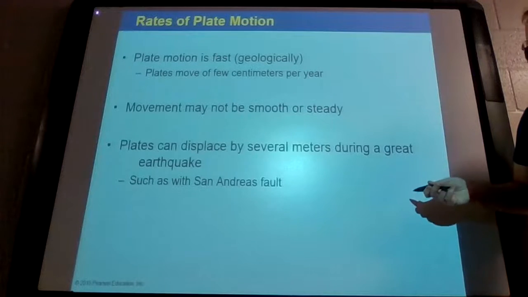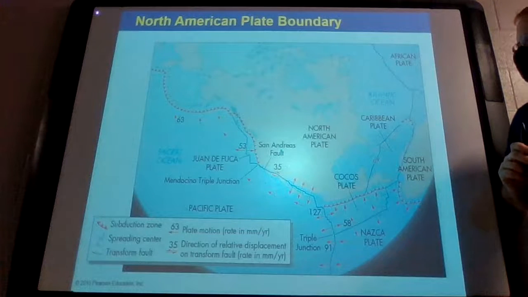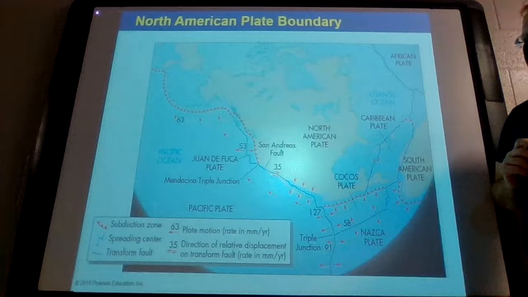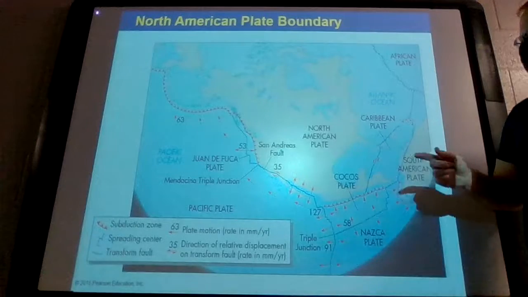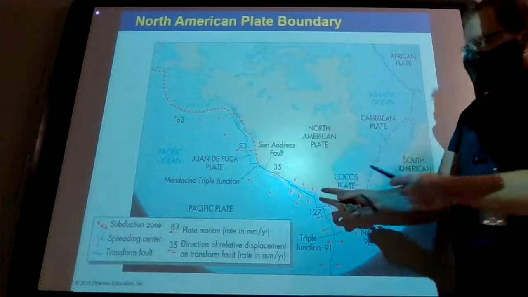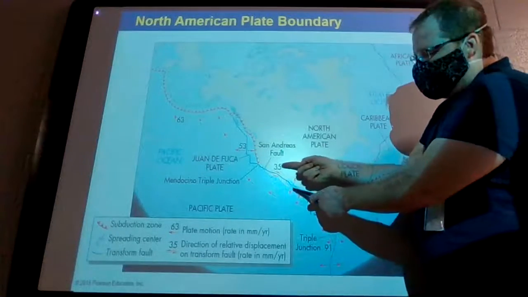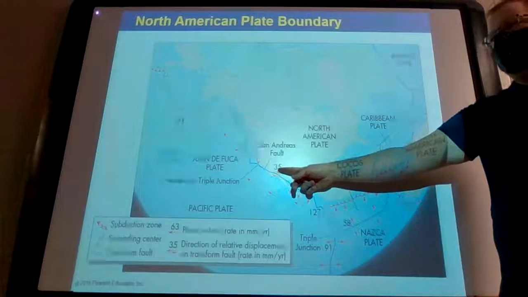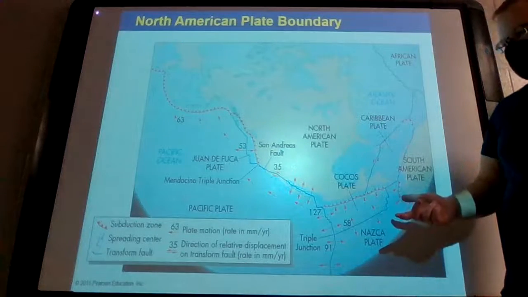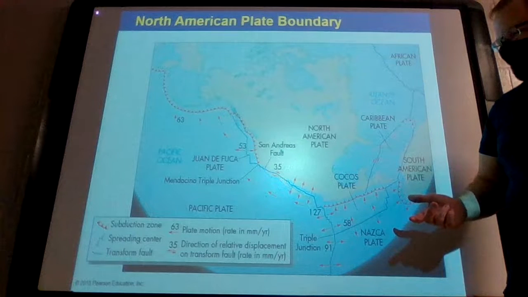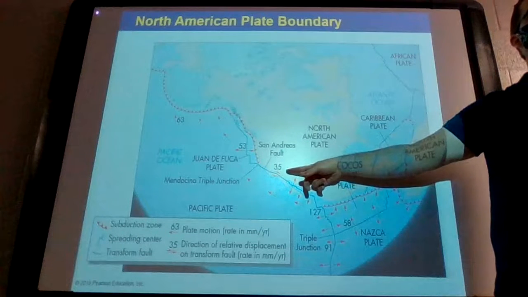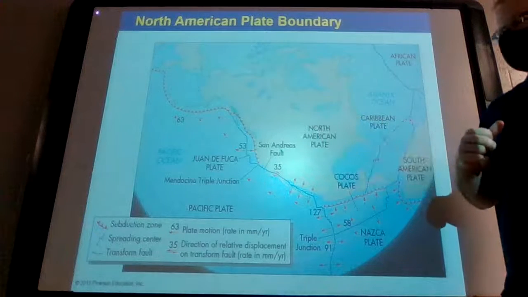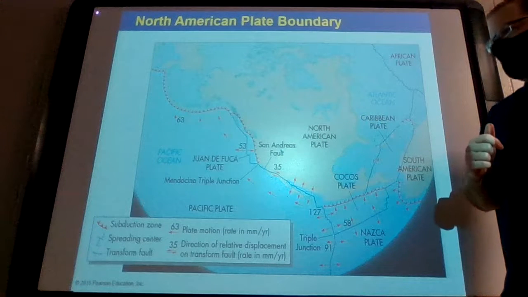So what are they showing us here? Oh, this is a map that shows the direction the plates are moving and how fast they're moving. So you can see San Andreas Fault. It's actually moving pretty fast. It's going side by side here at a rate of 35 centimeters per year, which is pretty fast. No, sorry. That's millimeters per year. So that's a little bit slower. That's like 3.5 centimeters per year. So not too bad. That's pretty normal.